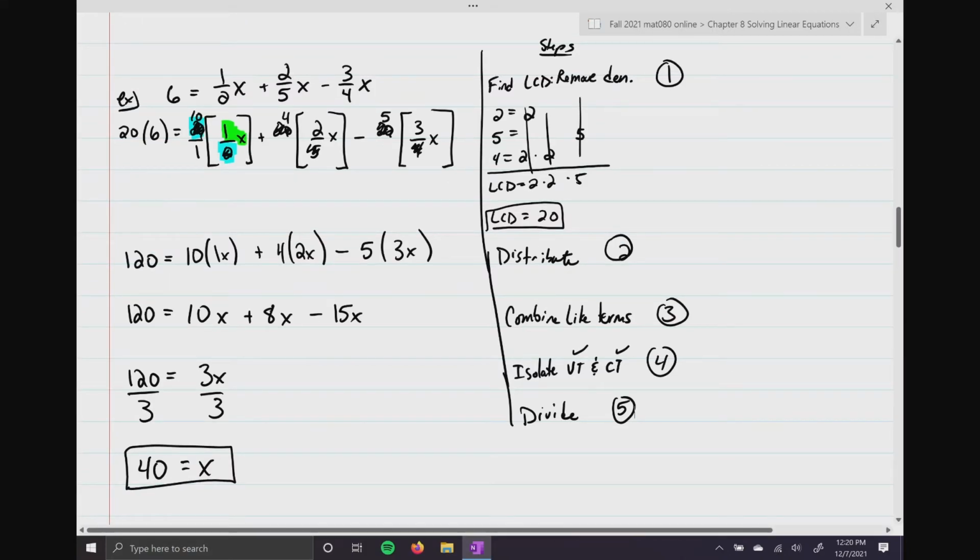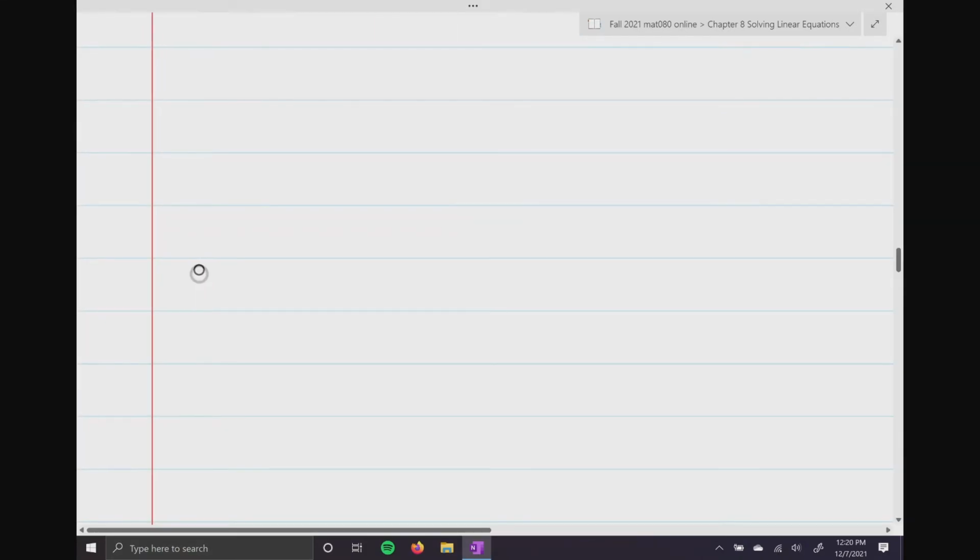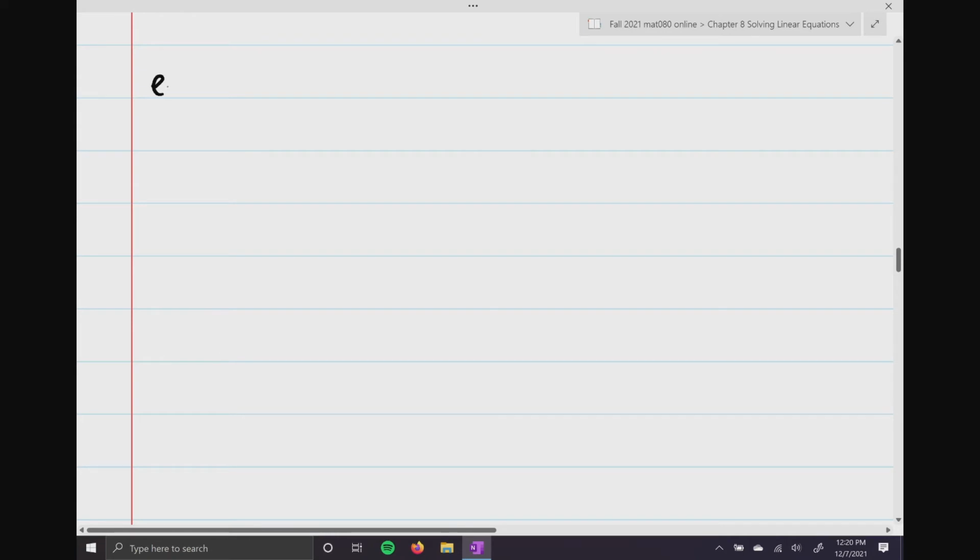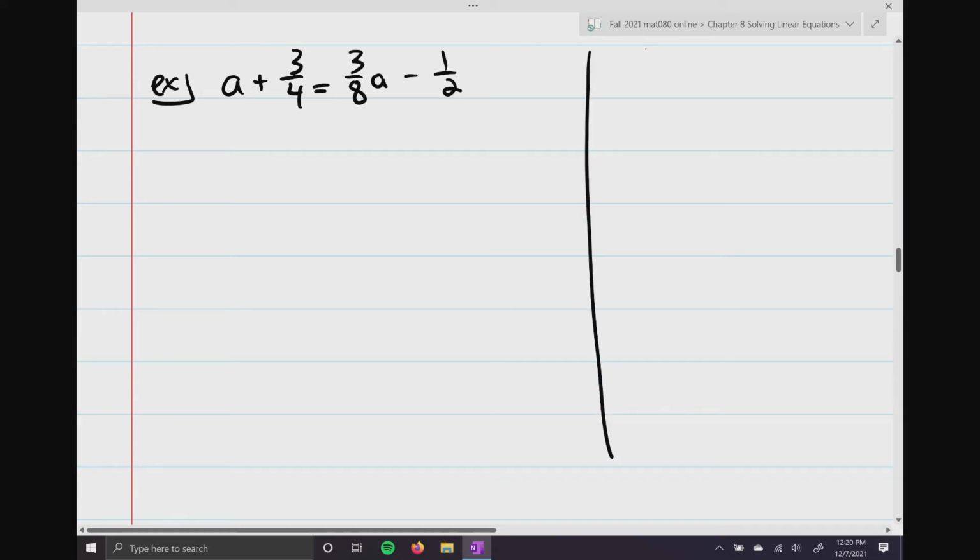All right, so let's move this up. We'll zoom in. Okay, so next problem. How about a plus 3 over 4 equals 3/8 a minus 1/2. All right, so once again, steps are the same. Excuse me, step 1. Do we see fractions? Absolutely. So let's find our LCD.